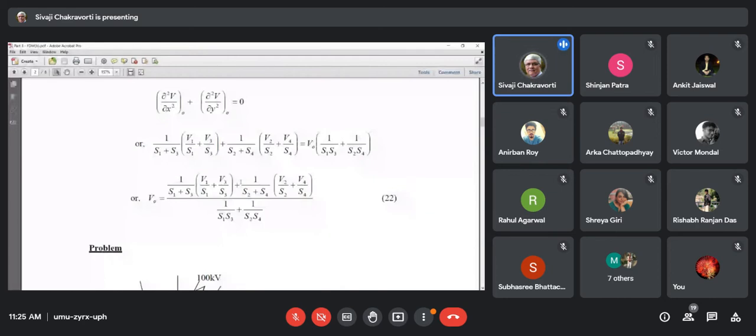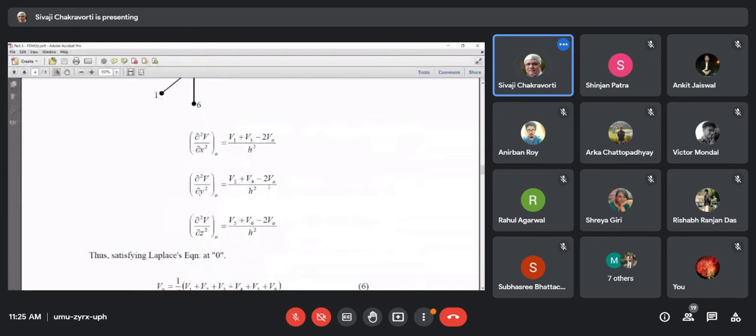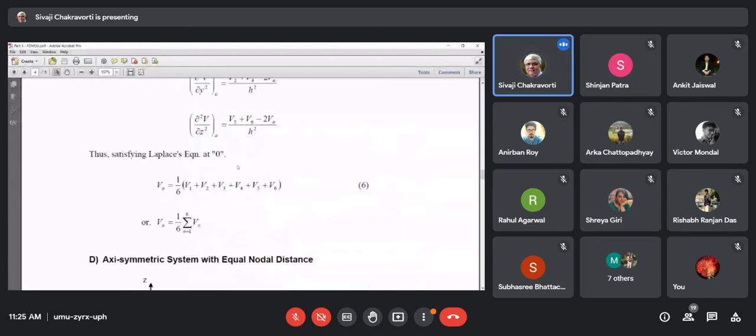In that case, we'll have S1, S2, S3, S4, S5, and S6. There will be six dimensionless quantities involved in the equation, but I have not derived it. This is your assignment, so I will send it today, and you have to derive it and send it to me after 1 week. So that will be one assignment.